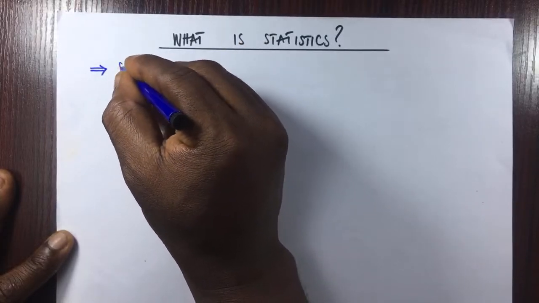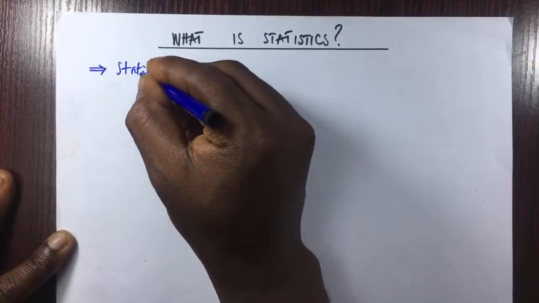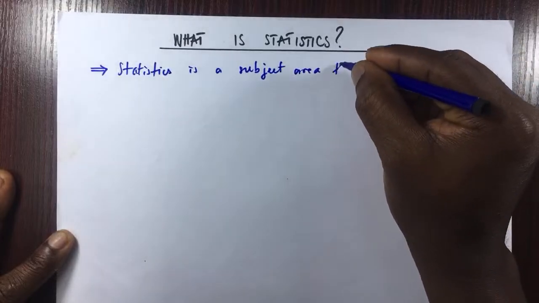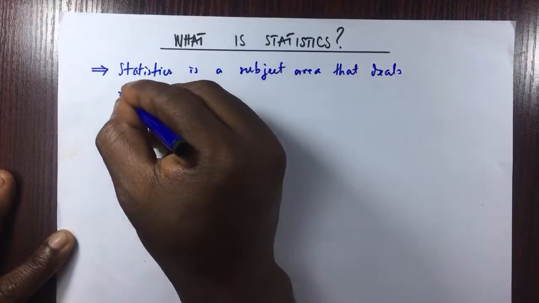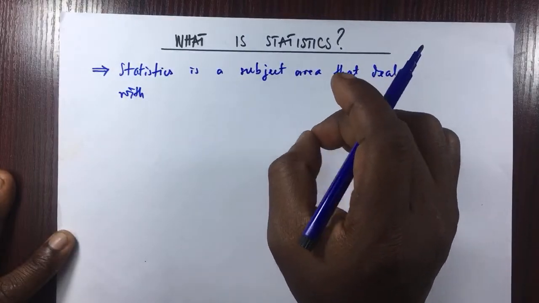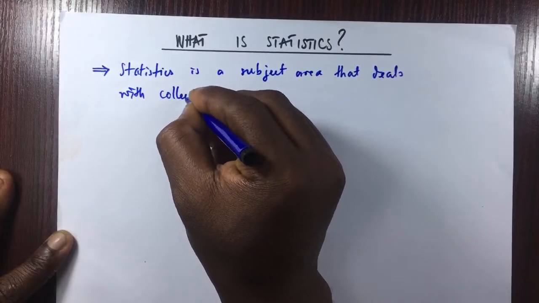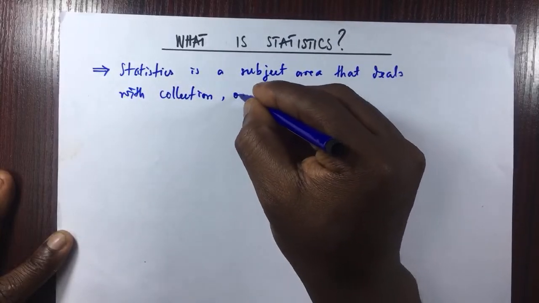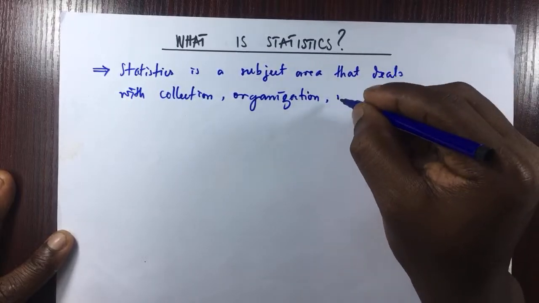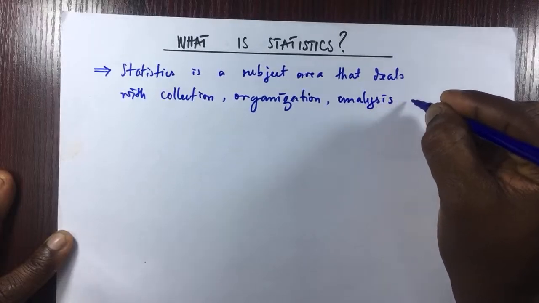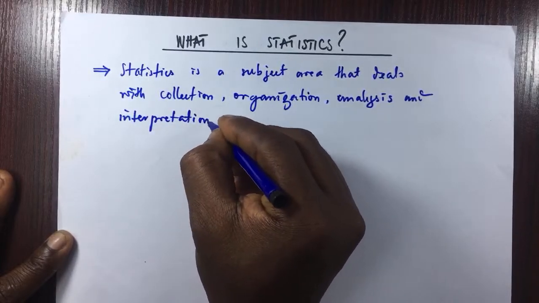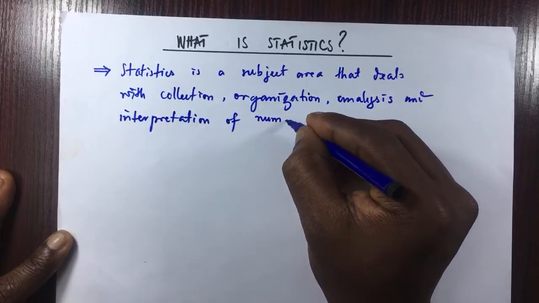By definition, statistics is a subject area that deals with principally four things. So statistics is a subject area, you must know, that deals with the collection, organization, analysis, and lastly, interpretation of numerical data.